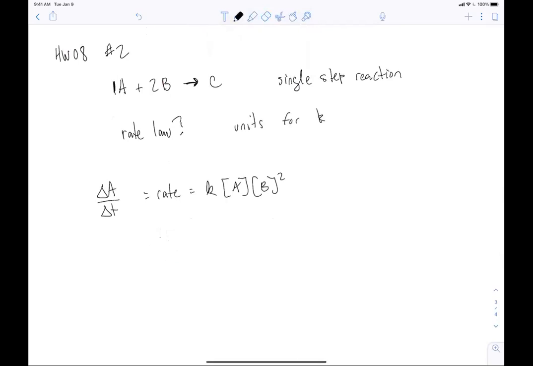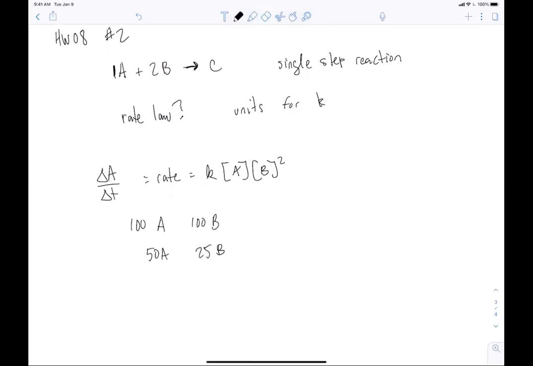So if we start out with A at some particular time, let's say we start out with 100 of this and 100 of that. And then enough time passes to where we have 50 of A. How much B will we have left? We'll have 25 B. Yeah, okay. What does that tell us about the rate though? So this is with respect to the same time increments. Okay, yeah, no, that's right.